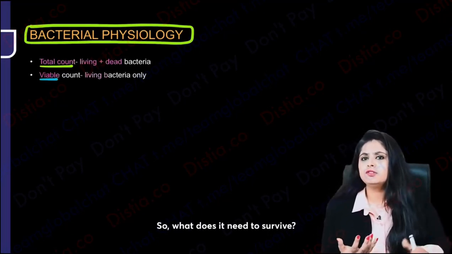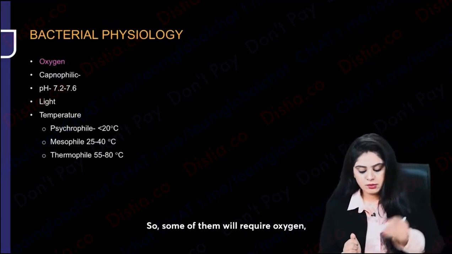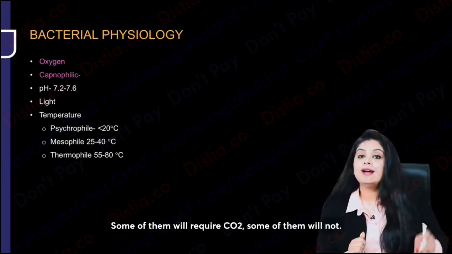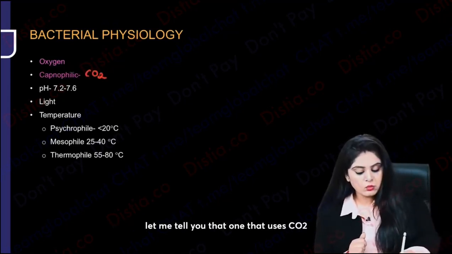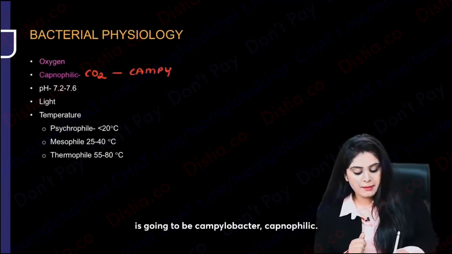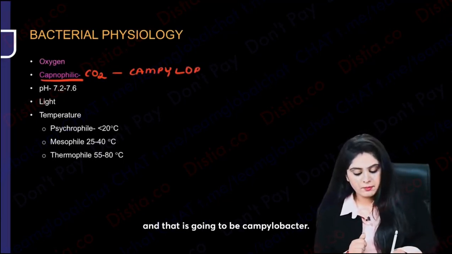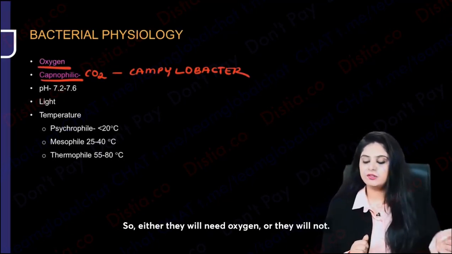So what does it need to survive? It definitely needs oxygen. One by one I'll pick up all of these. Some of them will require oxygen, some of them will not. Some of them will require CO2, some of them will not. For the time being, let me tell you that the one that uses CO2 is going to be Campylobacter. Capnophilic means CO2 loving, and that is going to be Campylobacter. Whereas what about oxygen? Either they will need oxygen or they will not.